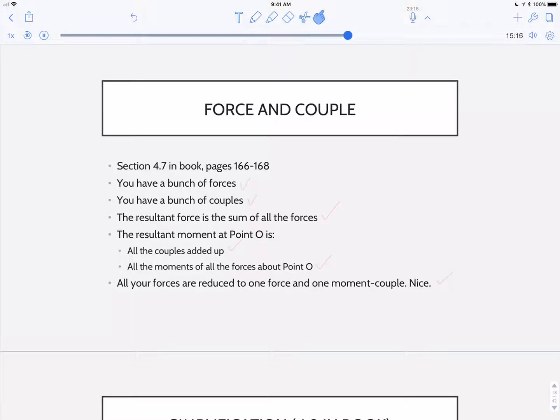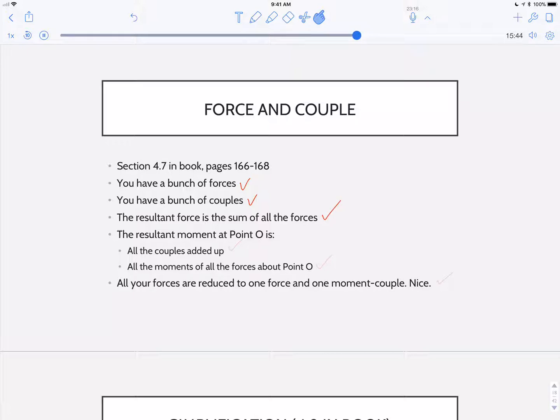Okay, in the book, section 4.7, it takes 3 pages to explain this, force and couple. It's not that hard. Let me just say in words what they're doing. You have a picture with a bunch of forces and a bunch of couples. You want to get one force and one moment somewhere at the point O, let's say. Well, the resultant force, just add up all the forces.